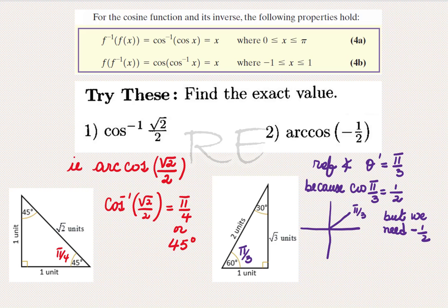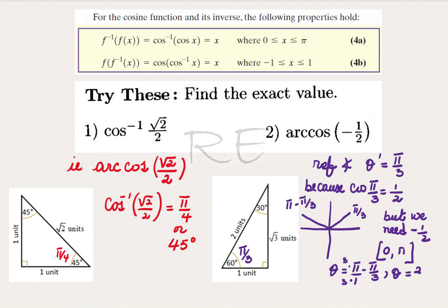Now, we must work within the interval 0 to pi. Therefore, we're going to subtract pi over 3 from pi in order for us to find the angle whose cosine is -1/2. Pi is 3 pi over 3.